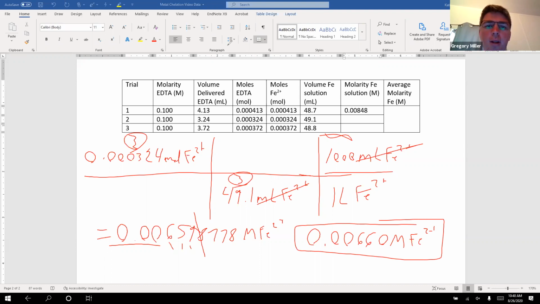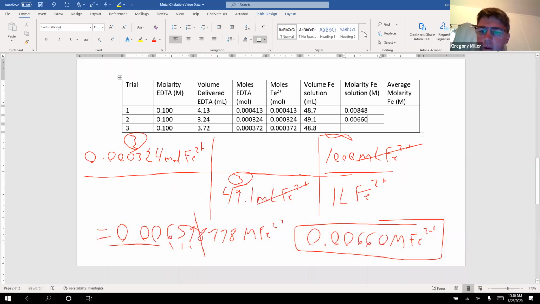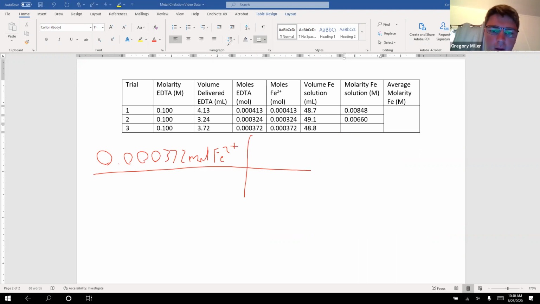And that's what we'll go ahead and put into the data table. And then we'll do the same calculation for our last trial. Again, I went ahead and did this conversion in my head. We have moles over liters.